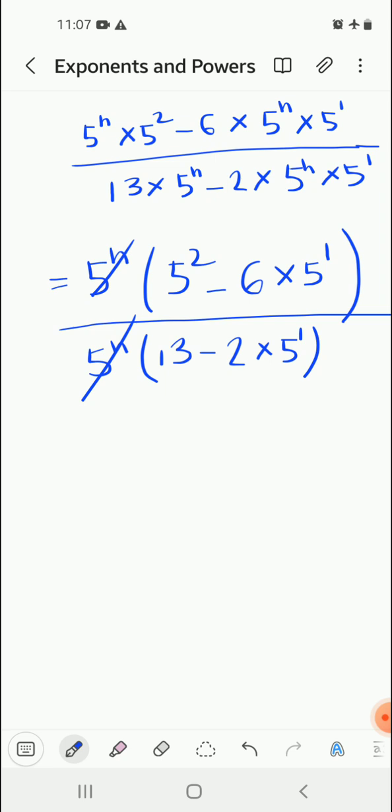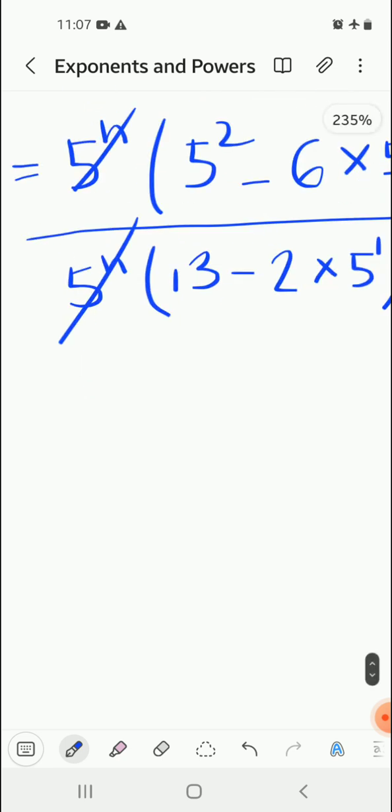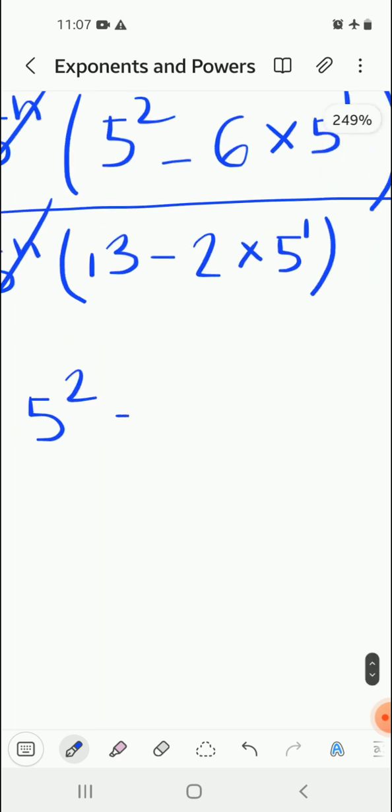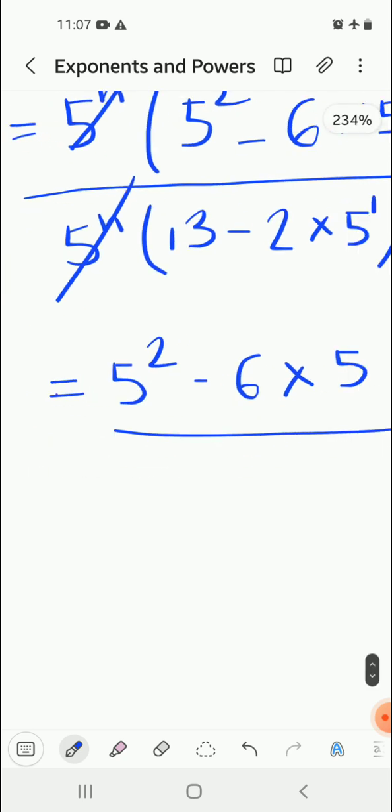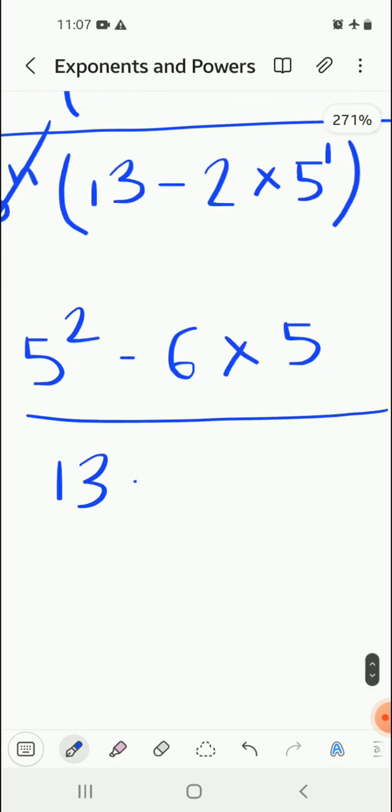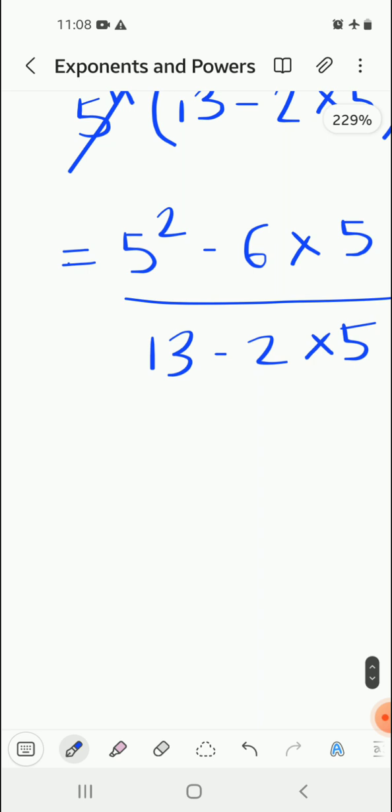Now cancel it out. We can cancel it out. So we are left with 5 square minus 6. Anything to the power 1 is itself, so 5. 13 minus 2. Anything to the power 1 is the number itself, so 5. Now 5 square can be written as 25.